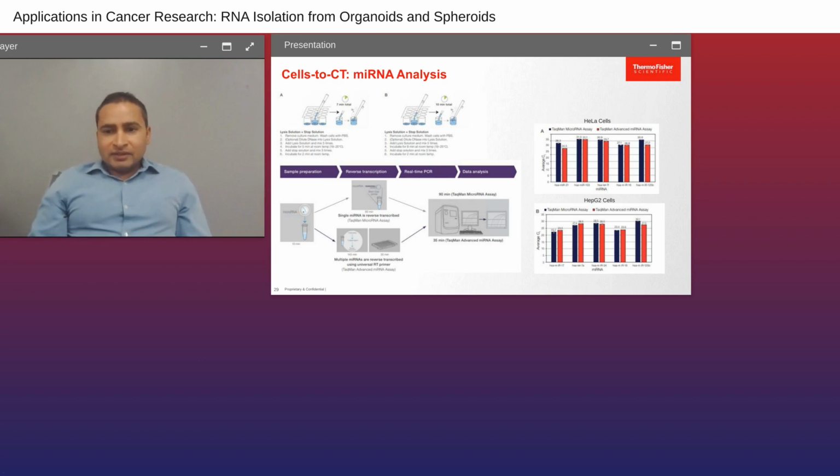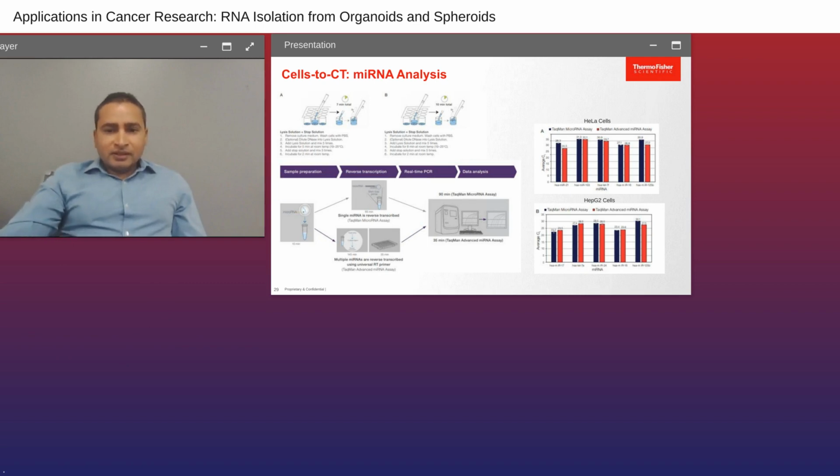Once you get the lysate, you can use TaqMan MicroRNA assays to reverse transcribe a single microRNA, or use the TaqMan Advanced MicroRNA assay to reverse transcribe multiple microRNAs using universal reverse transcription primers, which will then go into your qPCR reaction for microRNA expression studies.